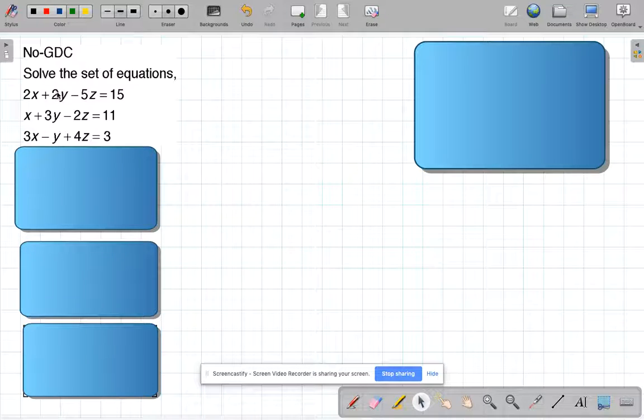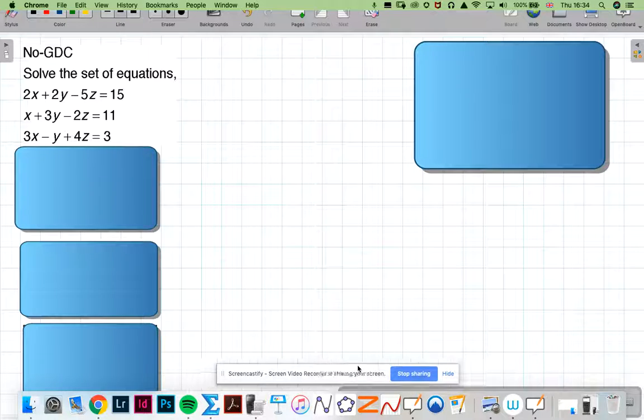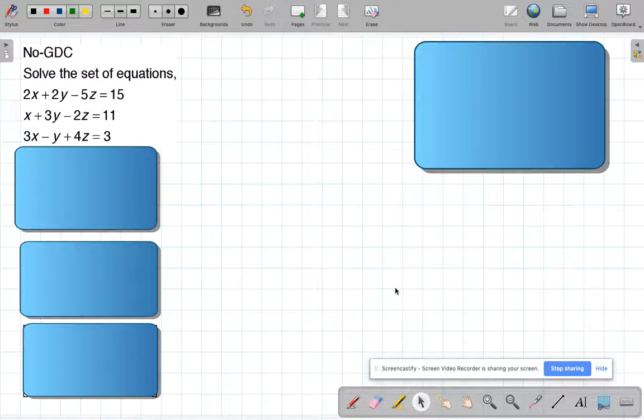In this video, we're going to solve a set of linear equations, 3 by 3 equations, 3 unknowns, 3 equations, but we're going to use the Gaussian elimination method, and we're going to use a matrix row reduction method, sometimes seen as row reduction.